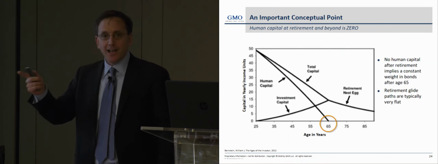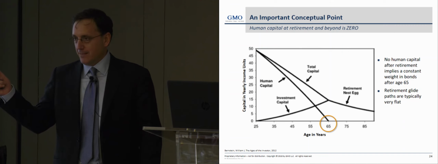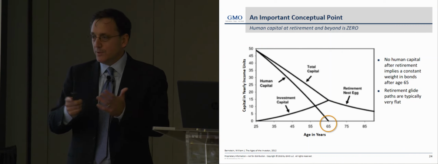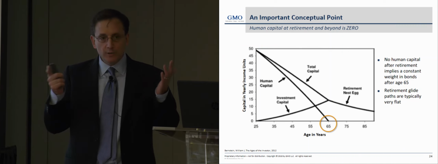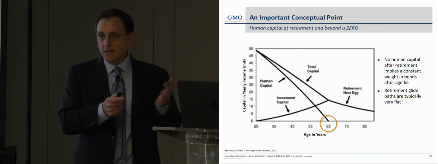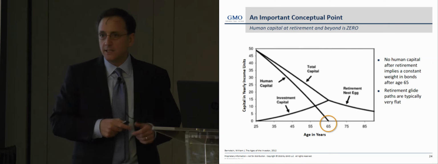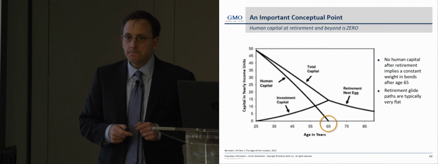So this implies that the glide path in retirement should be basically flat. And when you examine the glide paths that are out there, they tend to be very flat. We're going to see an example of one a little bit later.